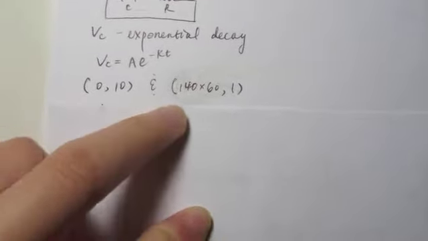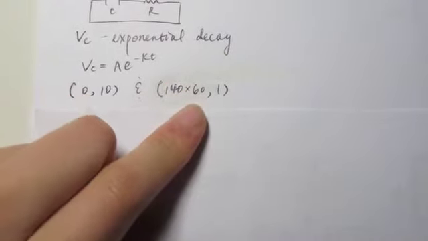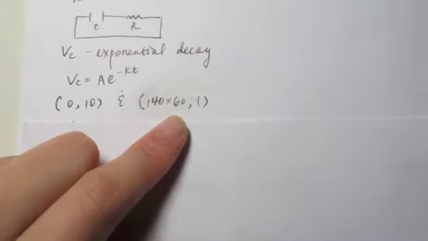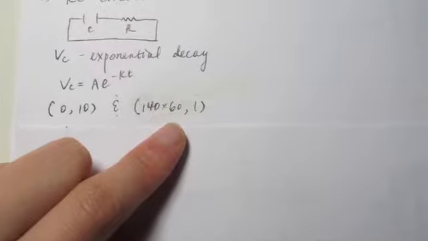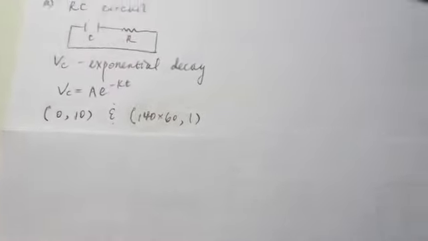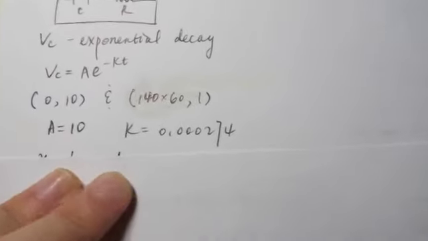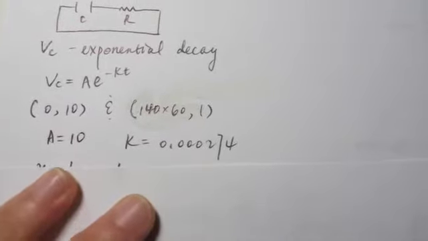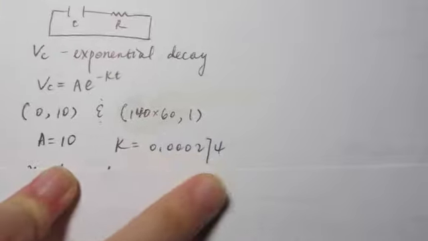0, 10, and 141. So what I did here was a unit conversion, because the graph we had was in minutes. The time was in minutes, but we gotta convert it to seconds, which is the standard unit. Okay, so these are what I got. A equals 10 and K equals this.